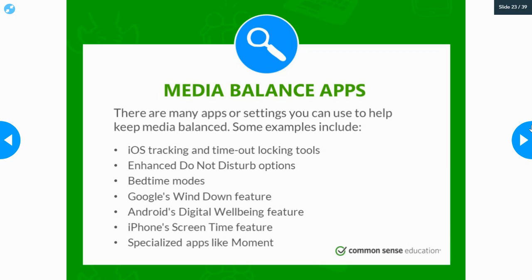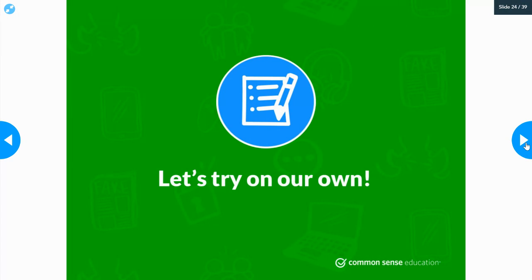I love that. I have do not disturb on my phone for specific times of the day where it can't ring. You can have bedtime modes, so certain parts of your apps don't work after a certain time. Google's wind down feature, that's pretty cool. Android's digital well-being feature, iPhone's screen time feature, and specialized apps like Moment. So these are all different apps that were created to help you not spend your entire life on media. Okay, so let's try on our own.